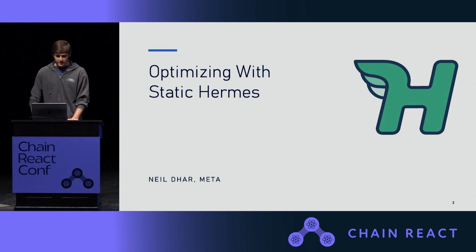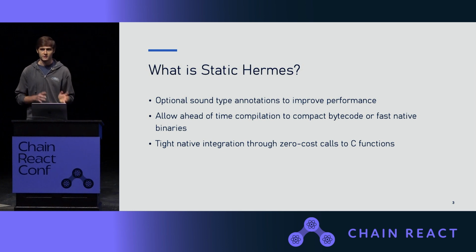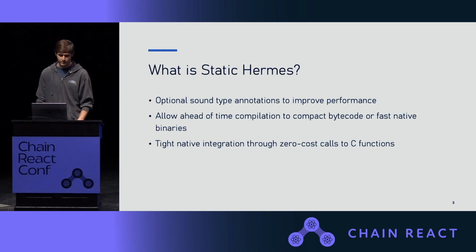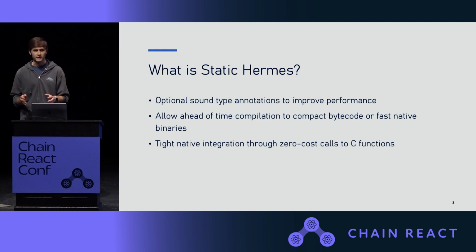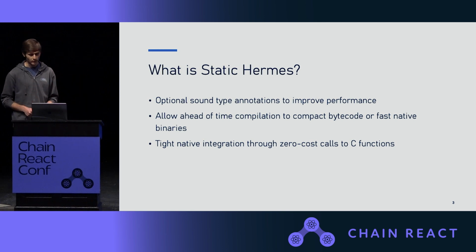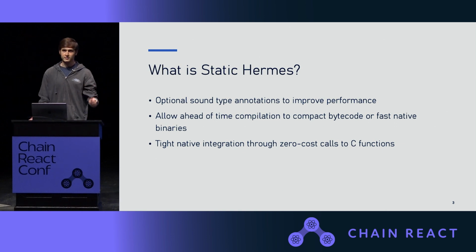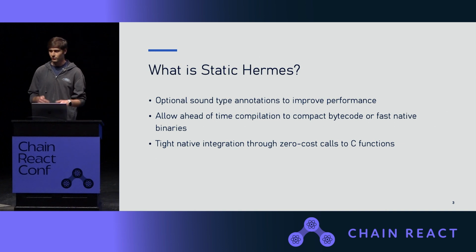All right, so before I talk about optimizations, I wanted to briefly introduce you to what Static Hermes is. Static Hermes is the code name for the next generation of Hermes, which is the default JavaScript engine for React Native apps. The Static Hermes compiler can take advantage of optional sound type annotations in your code in order to improve performance. Like Hermes, Static Hermes can produce compact bytecode, but it can also produce fast native binaries like the ones we just saw. These native binaries can also tightly integrate with existing C code. So you can call directly from Static Hermes into native libraries and get tight native integration.